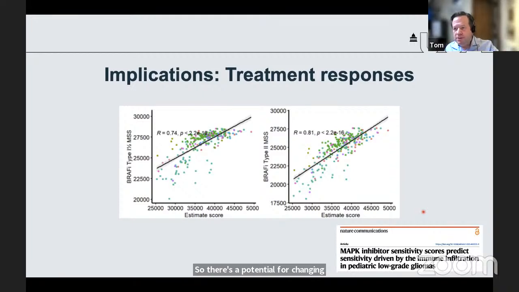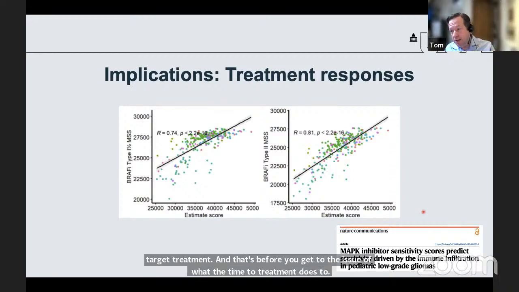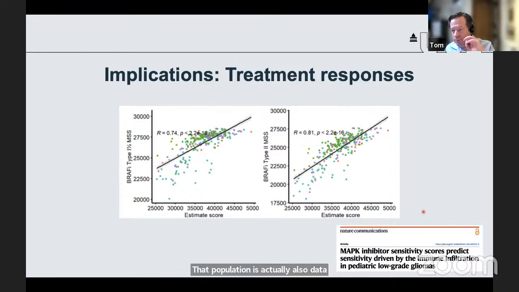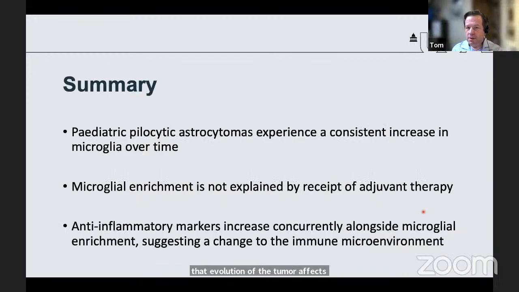And that's before you get to the issue of what the targeted treatment does to that population. There's actually also data that Till's got that one of the populations that shows quite a lot of MAP kinase activation is the microglial population. So there's a huge amount more to understand about how that evolution of the tumor affects their management. So I think that's a real summary, saying we've shown that the only consistent change that doesn't seem to be driven by therapy is an enrichment of microglia over time in these tumors.